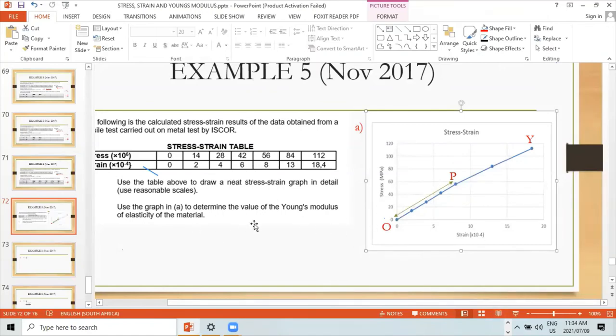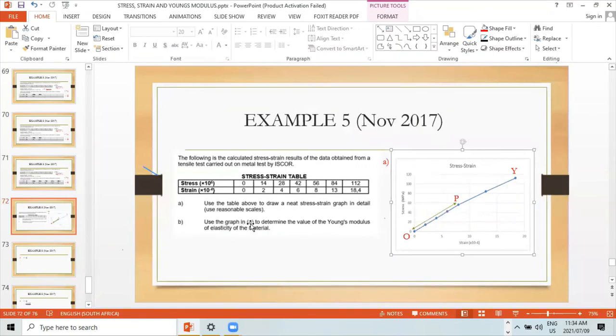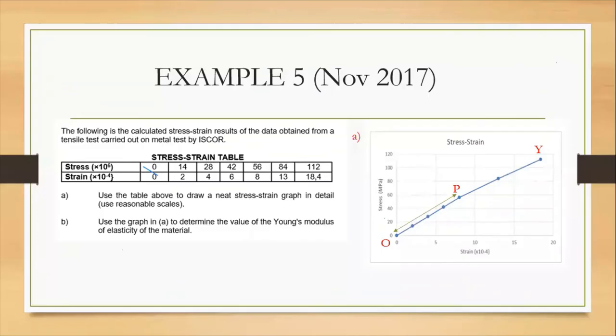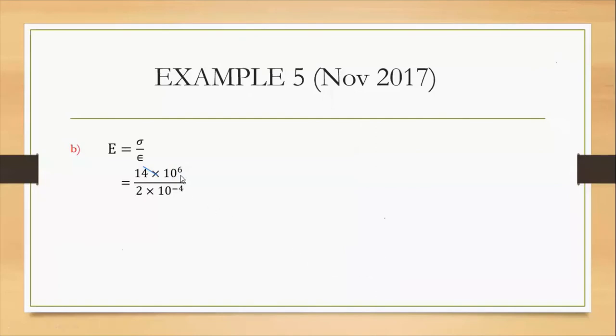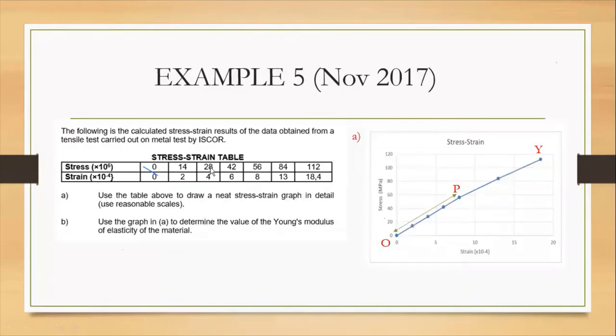So the next question says, use the graph to determine the Young's modulus. You can take 14 over 2, it's going to give you the same answer. You take 28 over 4, it gives you the same answer. You take 42 over 6. So any one that you decide to use. In my case, I just took the first one. Simple. 14 times 10 to the power 6, because it's mega, over 2 times 10 to the power minus 4. Then I got 70 gigapascals. So you might as well use 28 times 10 to the power 6 or use 42. But if you take 42, remember the strain that corresponds with 42 is 6.